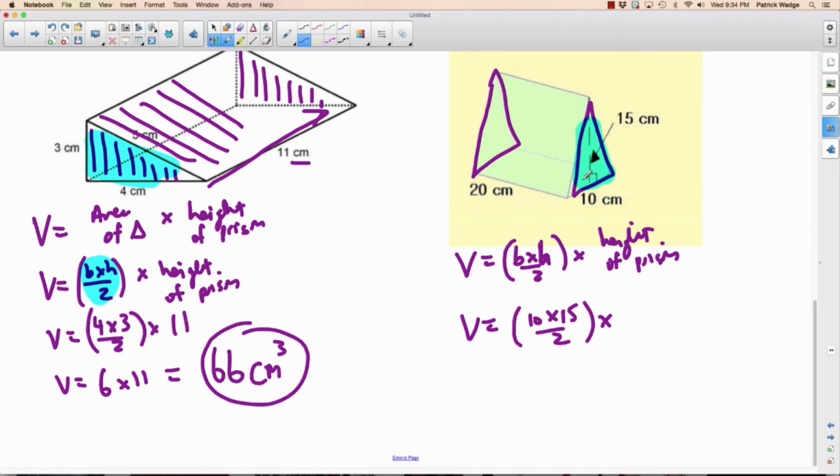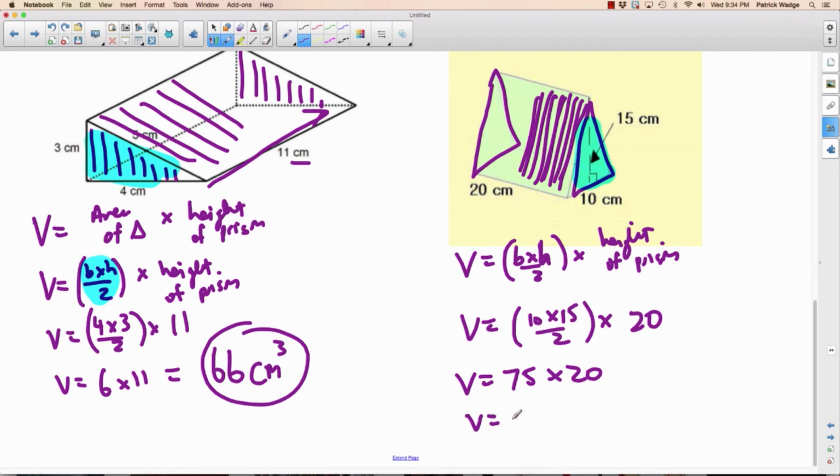Or if you want, if this was one triangle, how many of those triangles could you put next to each other, next to each other, next to each other? You'd have this many right here, the 20 centimeters worth of them. So your height of the entire prism is 20. We got 10 times 15, which is 150, divided by 2 is 75, and then we multiply that by 20, and you'll get 1,500, and it's centimeters cubed.